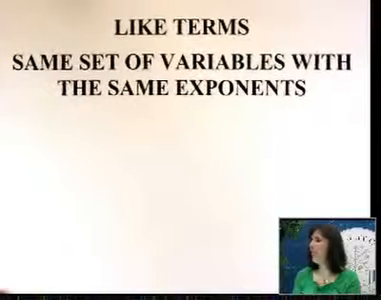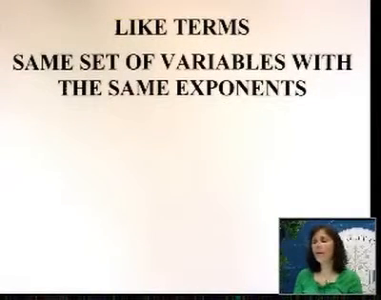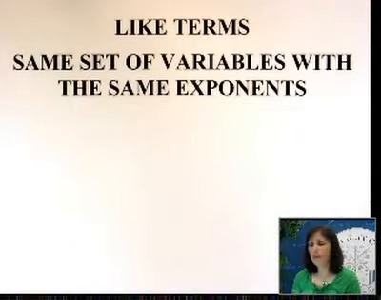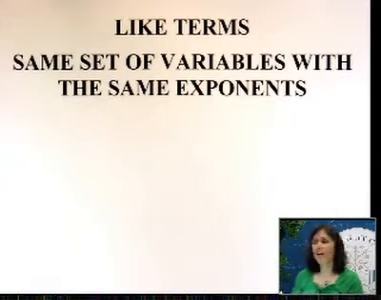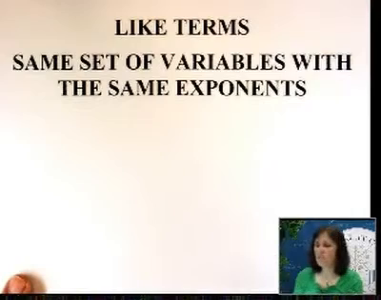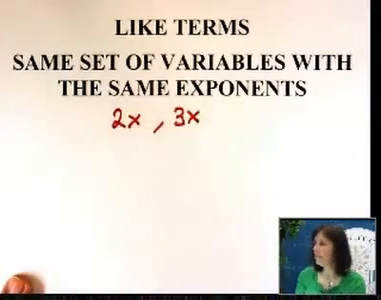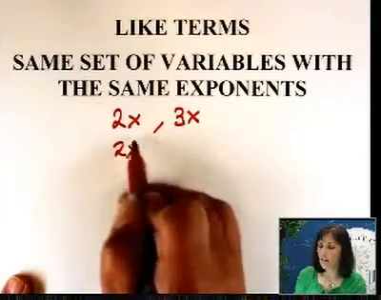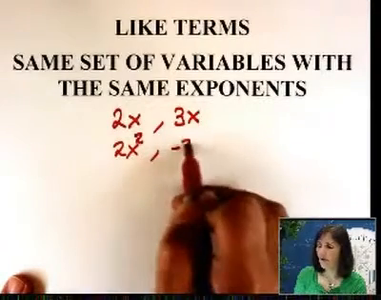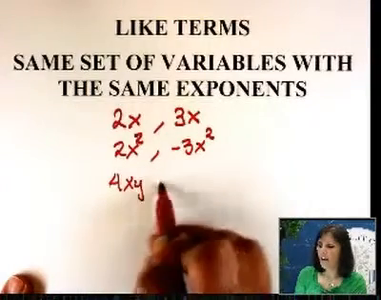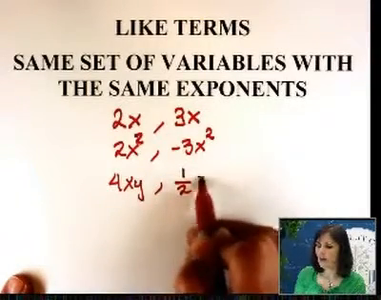Okay, now let's review like terms at this point. Like terms have the same set of variables with the same exponents. It doesn't matter what their coefficients are. So this is just a review. Like 2x and 3x are like terms. 2x squared and negative 3x squared are like terms. 4xy and 1/2 xy are like terms.